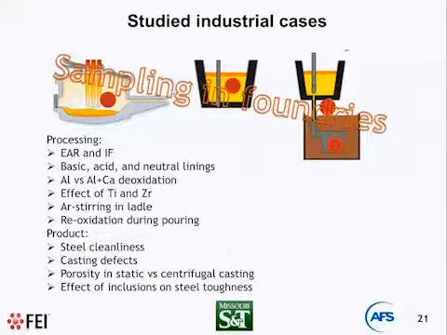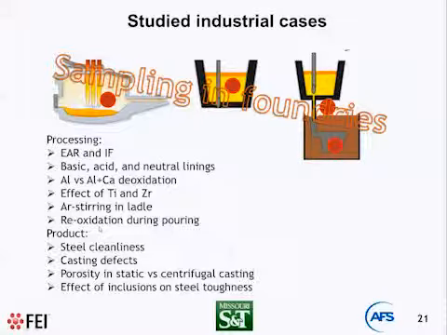When we get this set of samples and use automated inclusion analysis, as I will show you right now, it's definitely visible how inclusions were formed and how they were transformed during our process. We have experience working with electric furnaces and induction furnaces. We study basic versus acid processes, neutral lining for induction furnaces. We verify the effect of aluminum versus aluminum-calcium in foundry business, and the effect of titanium and zirconium additions. Some experiments were done in foundries with argon stirring in the ladle, and mainly our concern was about reoxidation.